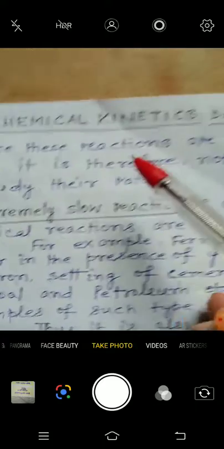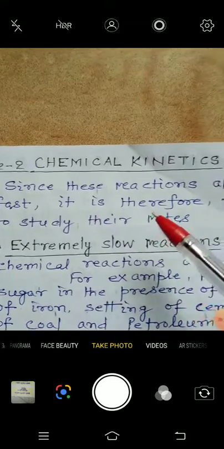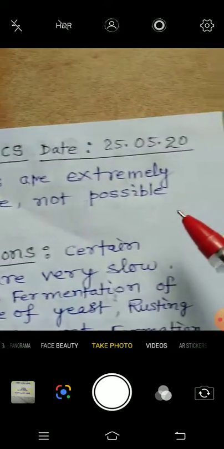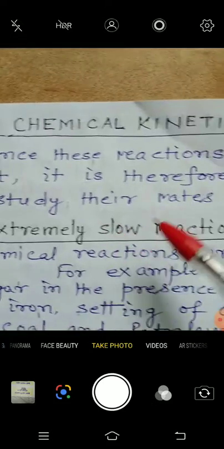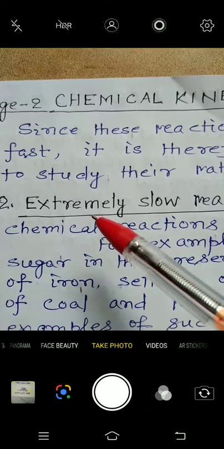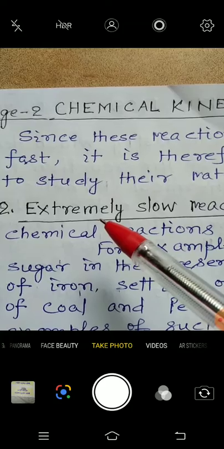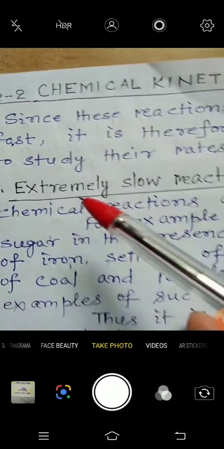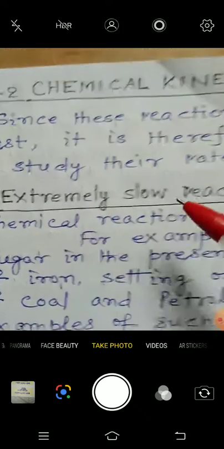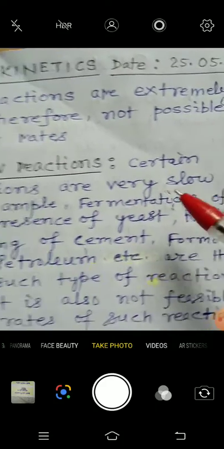Now, since these reactions are extremely fast, it is therefore not possible to study their rates. Now, the second type of reaction which we find in our surrounding or in our practical life, that is extremely slow reactions. Certain chemical reactions are very slow.